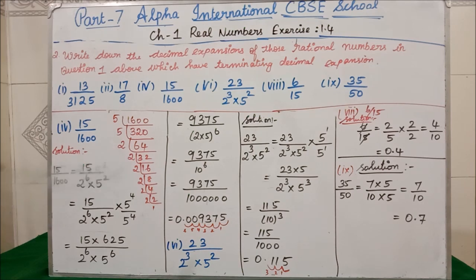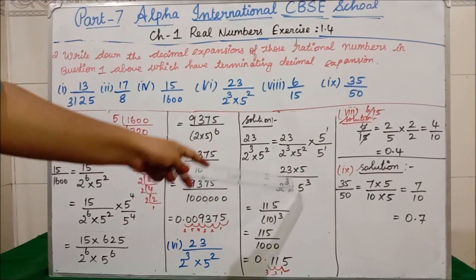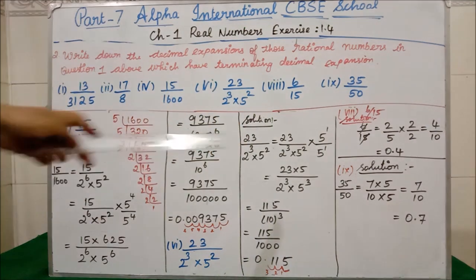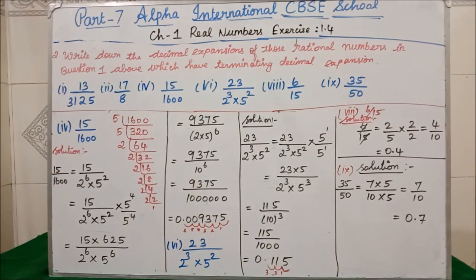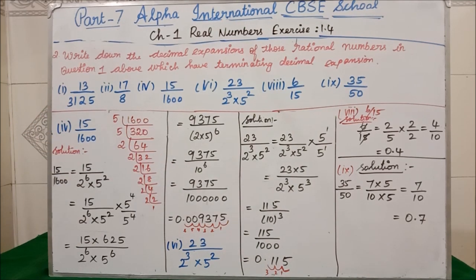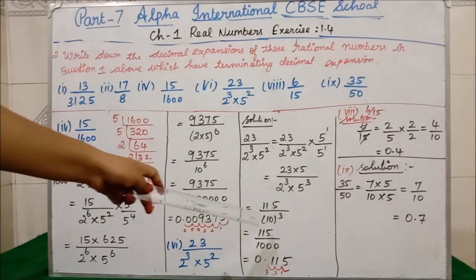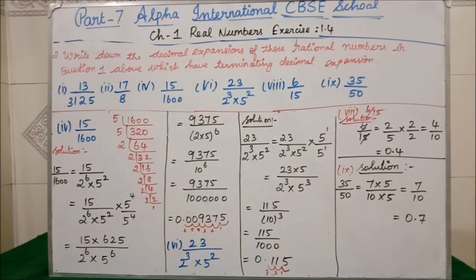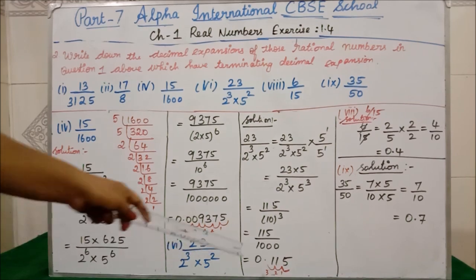So 23 into 5, I am writing, divided by 2 cube into 5 power 2 plus 1, which is 3. Here also base 5, here also base 5, so we can directly add the powers. If the bases are same, the powers can be added. So 23 into 5 is 115 divided by 2 into 5 whole cube. 2 into 5 is 10, the whole cube. So 10 whole cube means what is the answer? 1000. Three 0s we have to get, so I have written 1000.